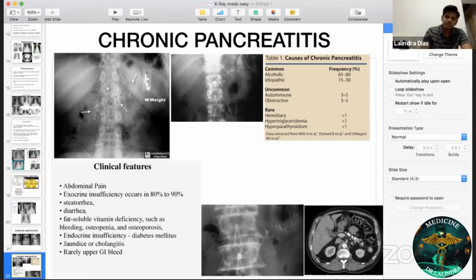So never miss this physical sign. Across the abdomen, you can see white colored nodules crossing perpendicular to the vertebral column. This is chronic pancreatitis, with white colored shadowy opacities.